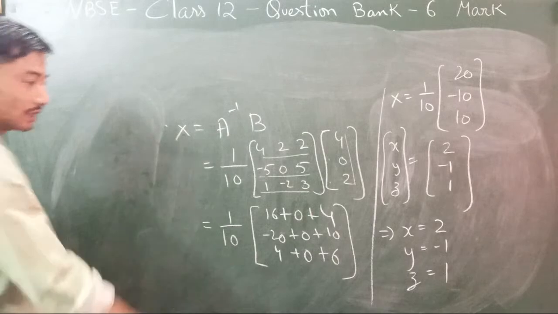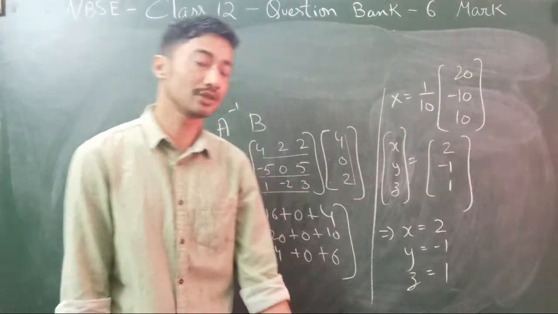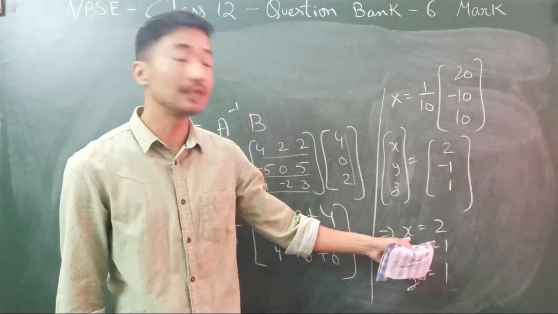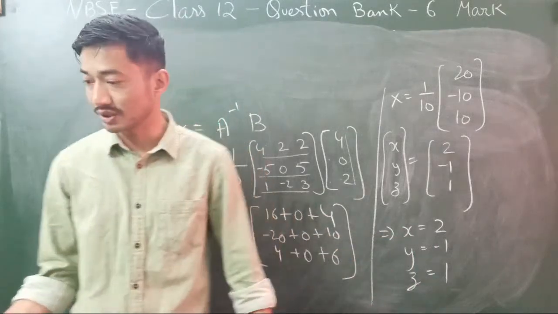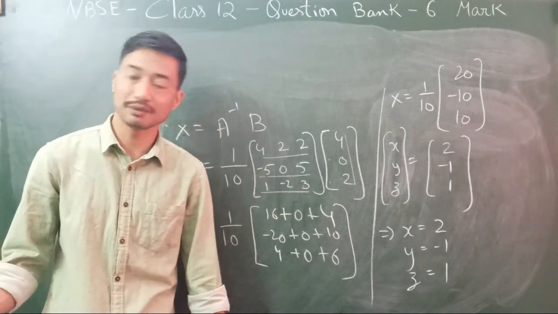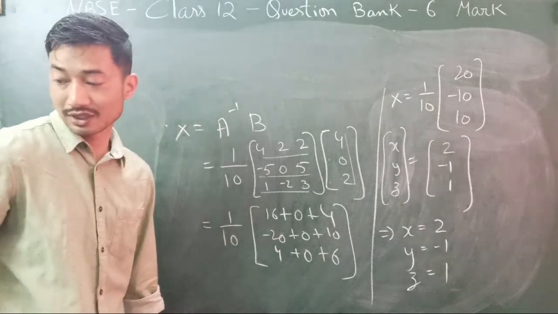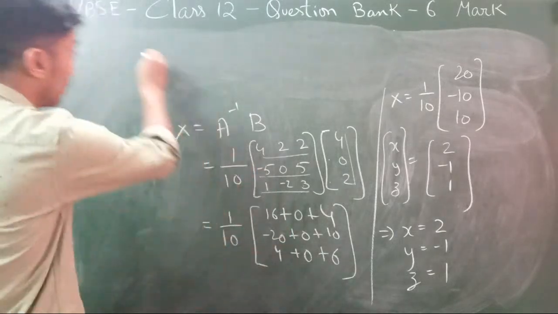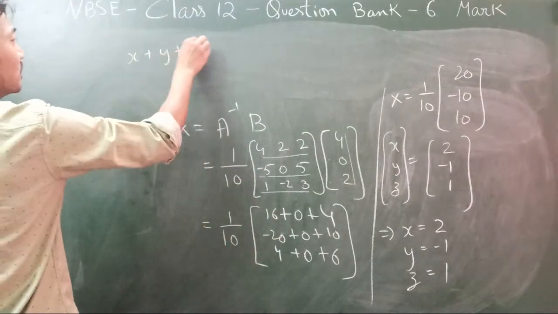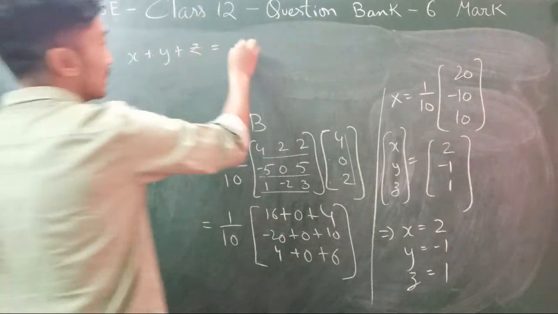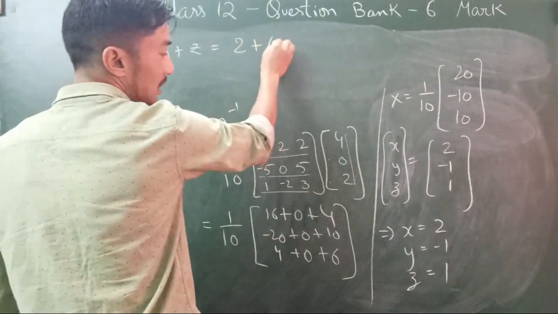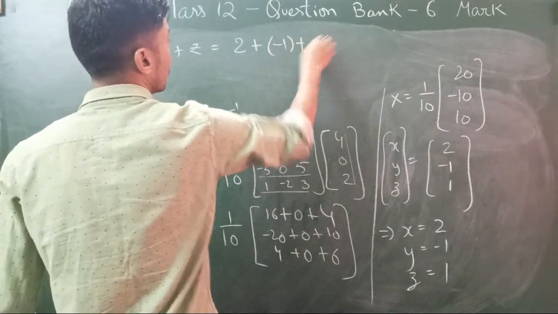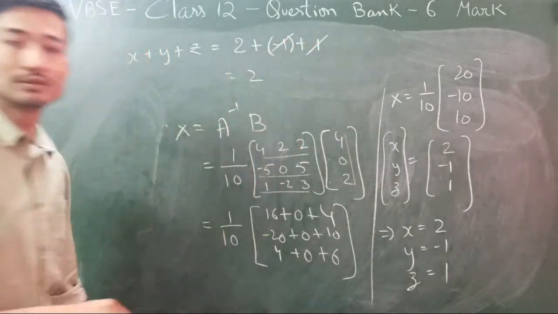Now, of course, after getting the solutions, you can always check the answers by substituting the values of x, y, and z in any one of the equations. You can substitute in maybe the last equation, because it seems to be simpler. So, x plus y plus z. What is the value of x? 2 plus y, minus 1, plus z, 1. So 1, 1, so that's 2.